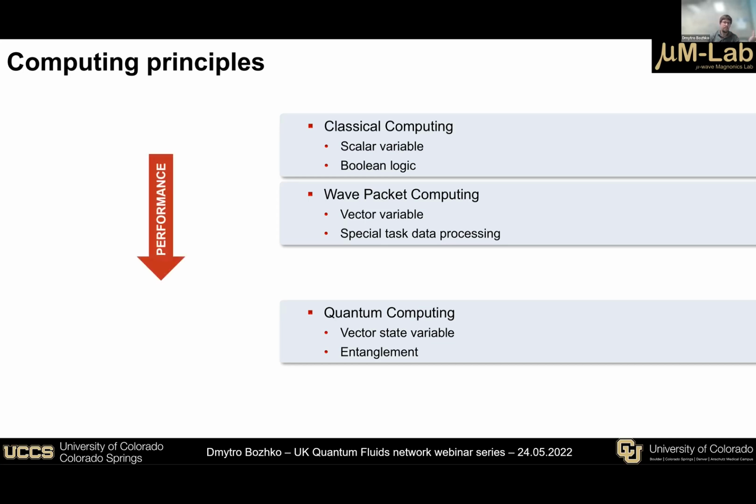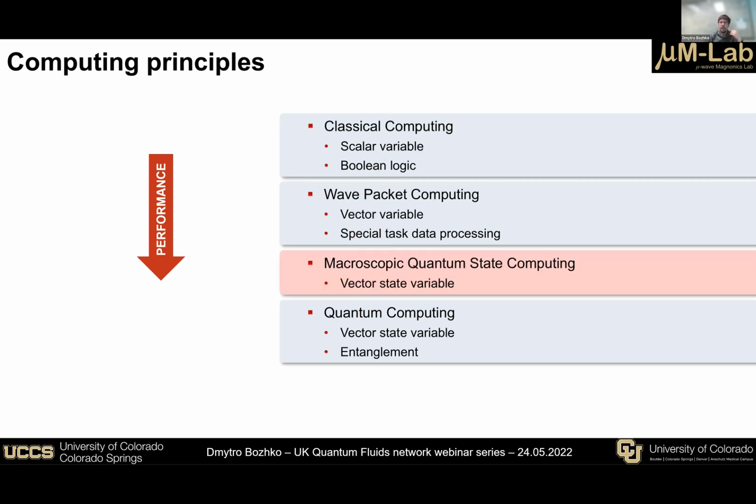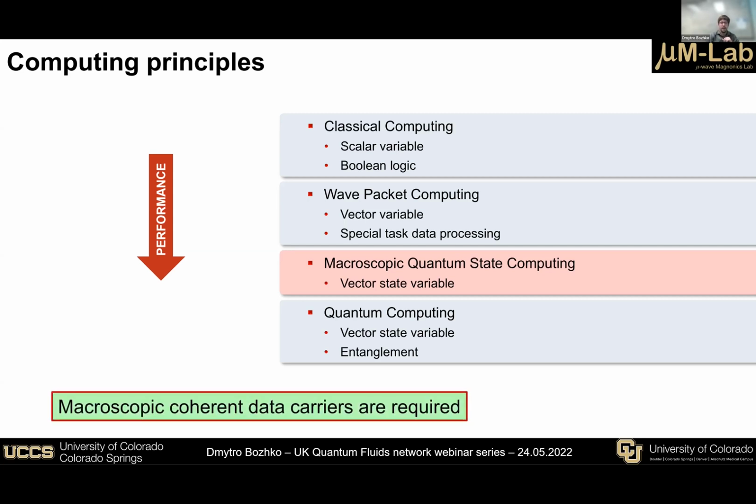Basically, for specific tasks, as I said, the performance of computing goes from classical to quantum. And with what I'm going to talk about today, we are somewhere in between specialized data processing with wave packets and quantum computing. So we are in macroscopic quantum state computing, and I'm going to describe this in a bit.